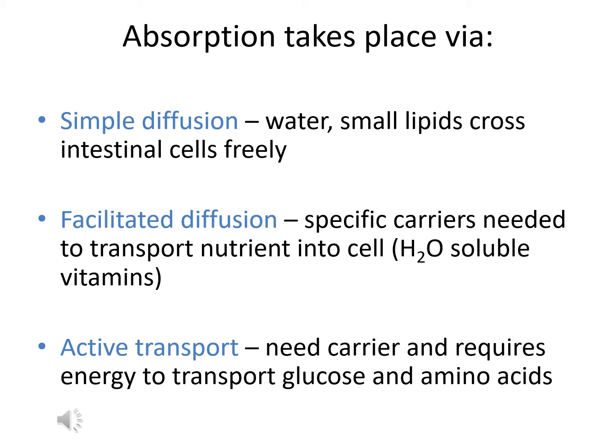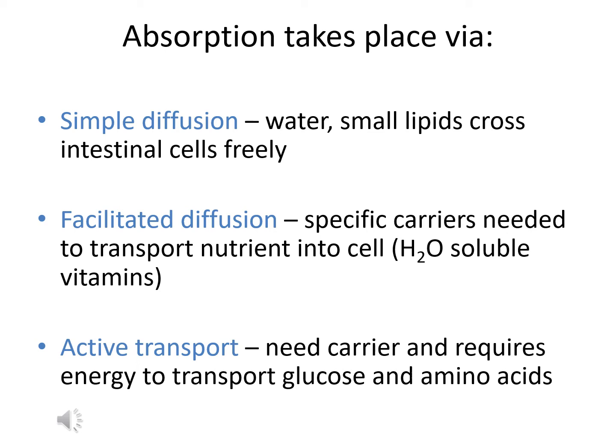There are 3 different transport mechanisms. They involve, first of all, simple diffusion. This is where water and very small lipids or very small fats can cross the intestinal cells very, very easily. Then there is facilitated diffusion, which requires specific carriers. Specific carriers have to pick up certain nutrients. They include the water-soluble vitamins. Once they pick up their nutrient, they can then take it across the cell membrane for absorption.